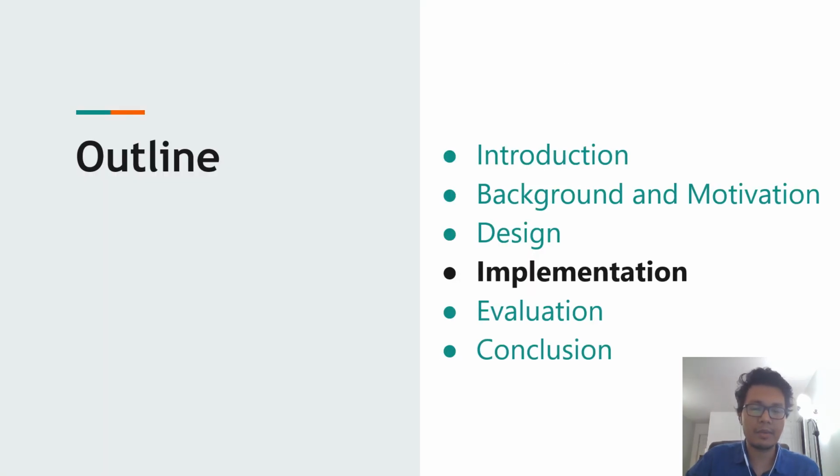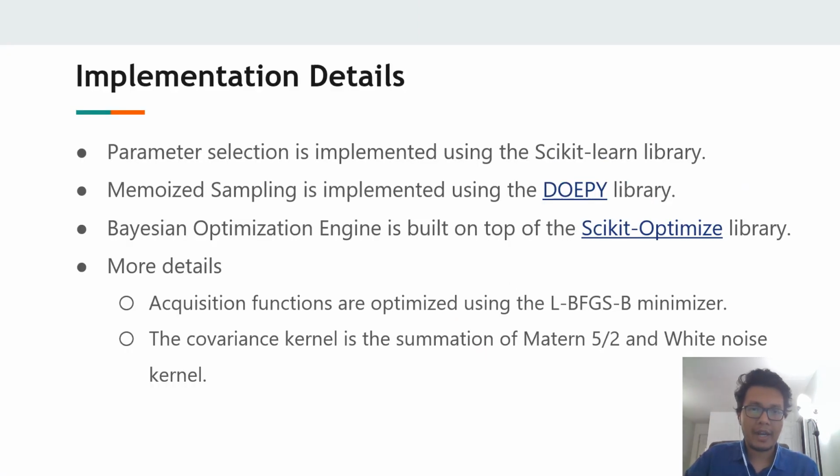Now we give some implementation details. Parameter selection is implemented using the scikit-learn library. Memory sampling is implemented using the DoPy library, also the scikit-learn library. The Bayesian optimization engine is built on top of the scikit-optimize library. More details can be found in the paper.